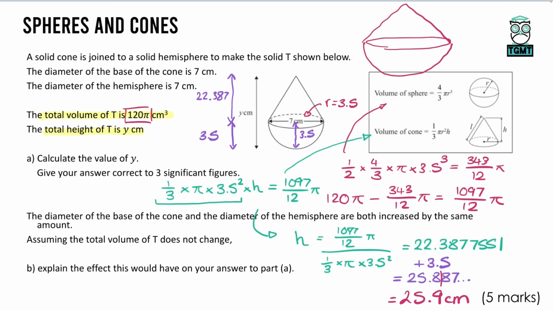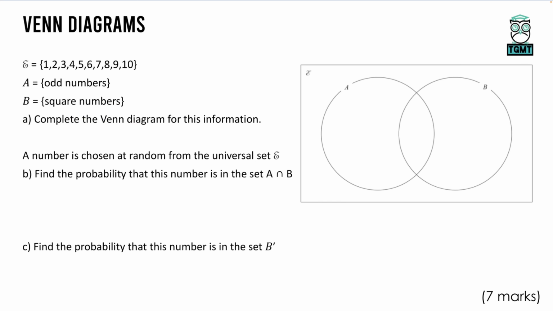You could use your own language to explain that, but it's just thinking about the concept of a question and what they're being asked. Now specifically here, they are saying explain the effect this would have on your answer. So I want to kind of comment on my answer. Now my answer was about the height, so I would say my answer would be smaller, y would be smaller, the height would decrease. But I'm referring to my answer in part A there. So there we go, that was some spheres and cones.